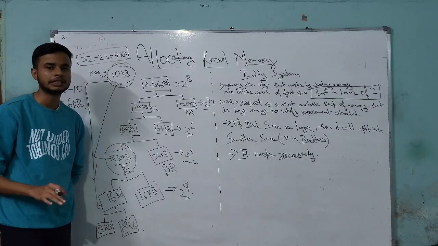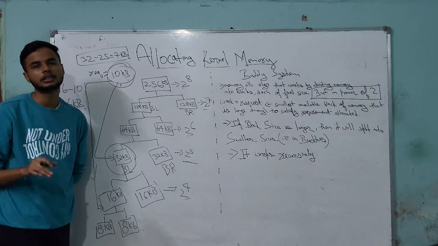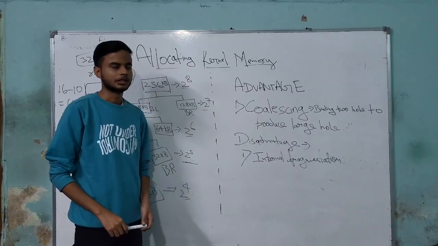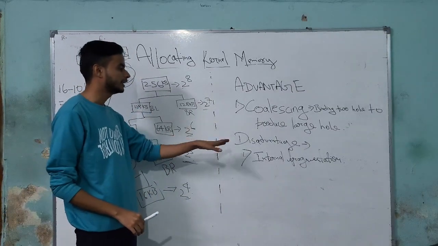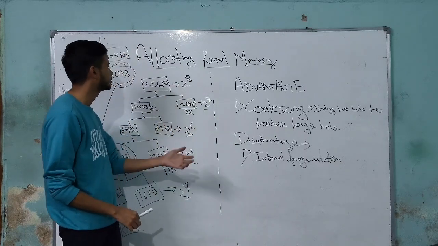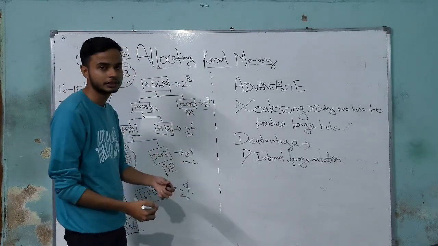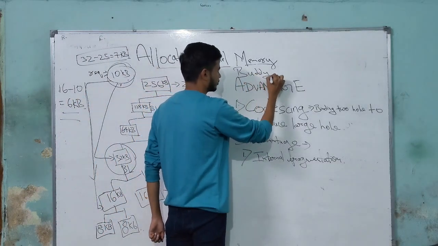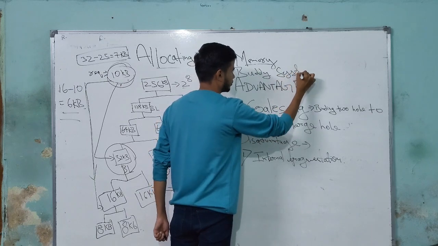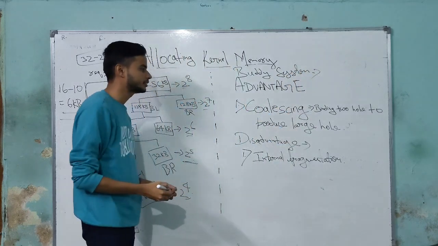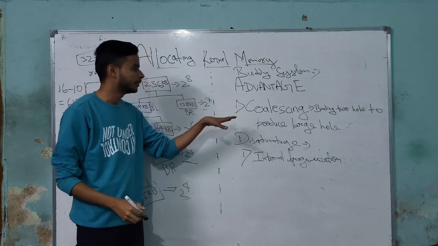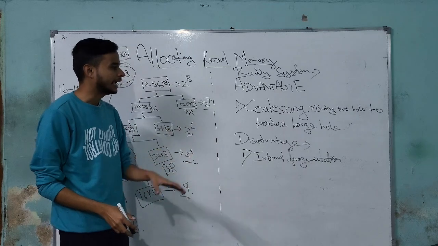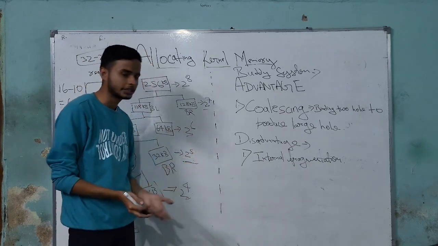So now we are going to see some important advantages and disadvantages of the buddy system, which is an algorithm for allocating kernel memory. So the first advantage of this buddy system is coalescing. So what is this exactly? It is the binding of two holes to produce a larger hole.